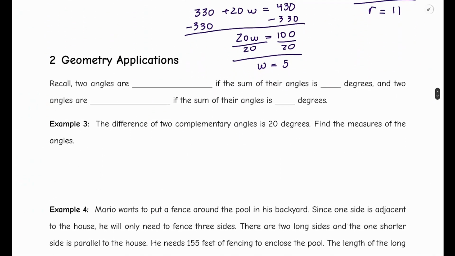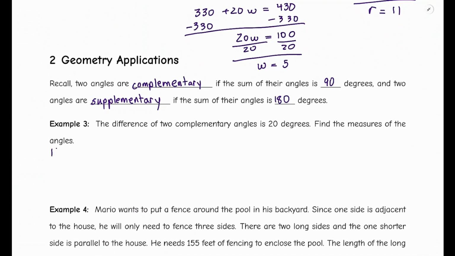Part 2, geometry applications. Recall, two angles are complementary if the sum of their angles is 90 degrees, and two angles are supplementary if the sum of their angles is 180 degrees. The difference of two complementary angles is 20 degrees. Find the measures of the angles.